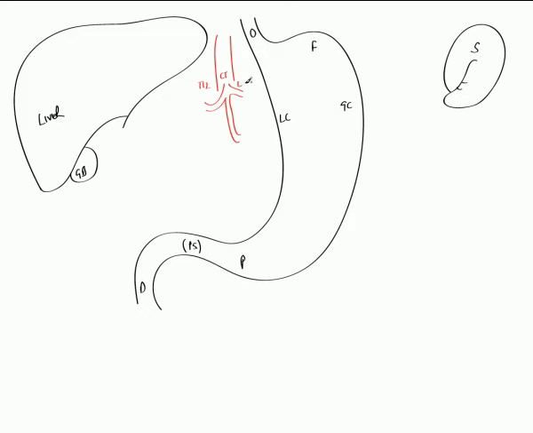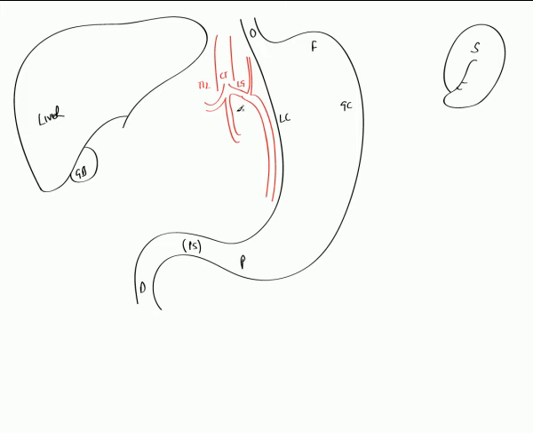Firstly, let's look at the left gastric artery. That travels towards the lesser curvature of the stomach. It gives off a smallish branch that goes up towards the esophagus. But most of the left gastric artery is going to be running down this lesser curvature of the stomach. So the left gastric, a branch of the celiac trunk, is supplying this lesser curvature of the stomach.